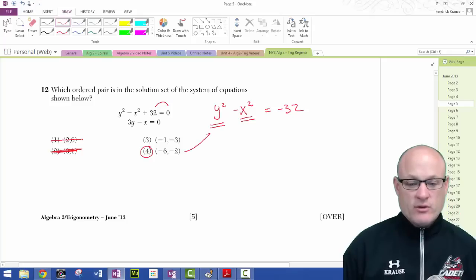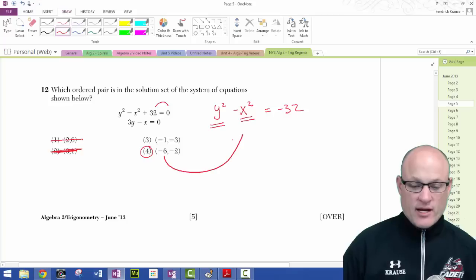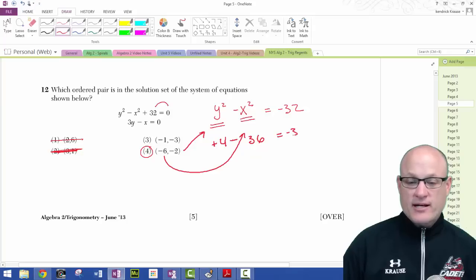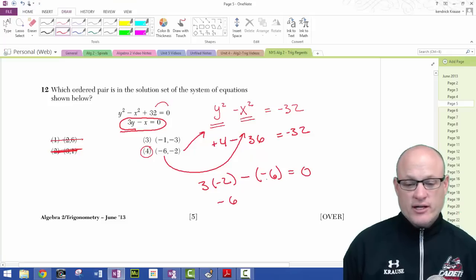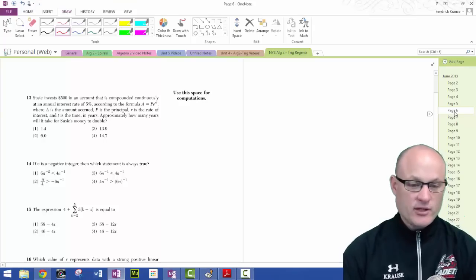If I put in x squared as being negative 6 squared, that's positive 36. I'm going to put in negative 6 in here for x. That gives me positive 36. I'll put the negative 2 in here for y. That gives me positive 4. 4 minus 36 is in fact negative 32. But I want to really make sure that I'm right. So I'm going to check it in this one. 3 times negative 2 minus negative 6. Does that in fact equal 0? Well, this is negative 6, and 2 negatives make a positive, and positive 6 equals 0. So there's my answer. All right, page 6 finished. Only a few left to go.